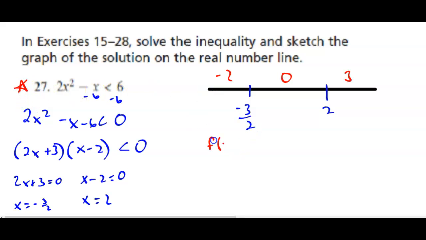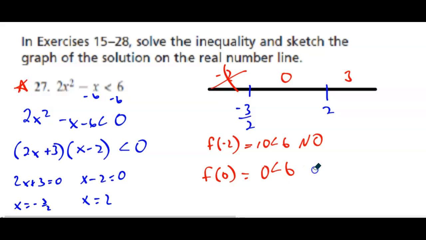Alright, so I'm going to do f of -2. I plug -2 right here. -2 squared is 4 times 2 is 8, and then that's a -(-2), which becomes a positive, so 8 plus 2 is 10. Is 10 less than 0? No, so this won't work. Then I'm going to test f of 0. 0 squared is 0 times 2 is 0, minus 0. Is 0 less than 0? No, wait, 0 minus 6 is less than 0, so yes, this works.